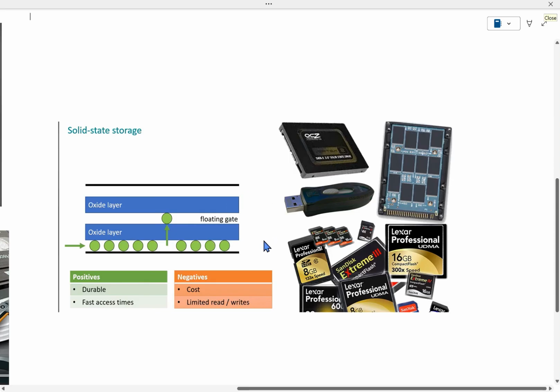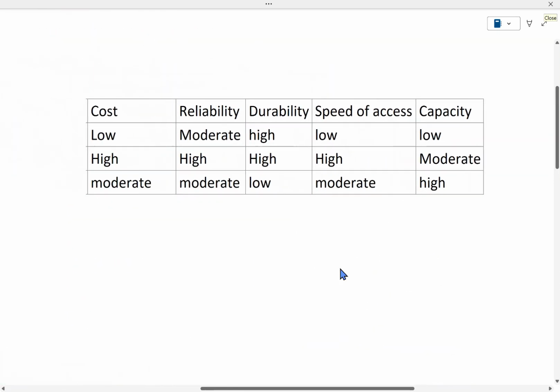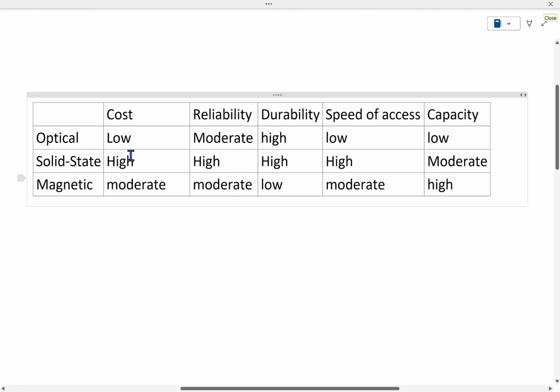So here I made a small table comparing all of them. As you can see, optical has the lowest cost, and solid state is the most reliable. The durability of all of these is high apart from magnetic, which has some moving parts in it. Solid state has the highest speed of access, then magnetic, then optical. Magnetic has the highest capacity and optical has the lowest.